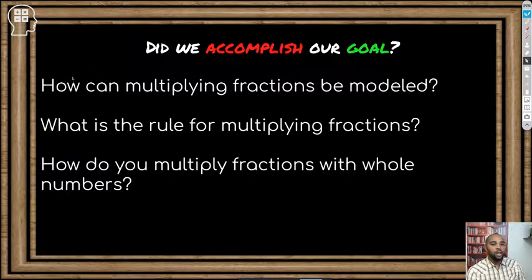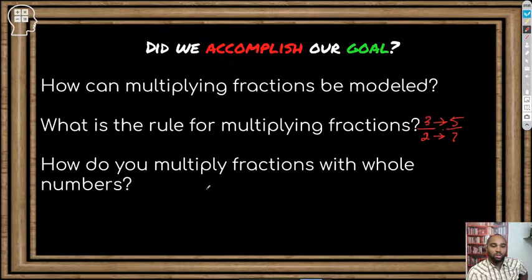Bam. That does it. How can multiplying fractions be modeled? We did that with the rectangle. We saw those two colors crossing over each other, and that gave us an answer. What is the rule for multiplying? Well, if you got two fractions, just multiply straight across. 5 over 7. What are you going to multiply? 3 times 5 and 2 times 7 in this case.